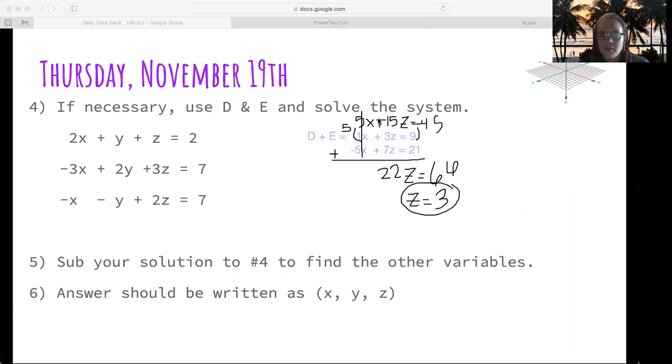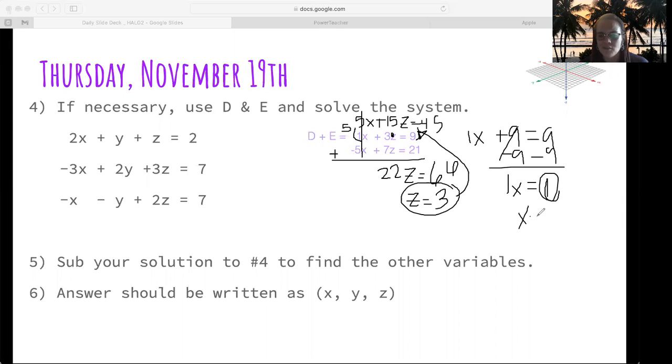Okay, I'm going to plug it back into the first one, because it's less numbers, more positive. So I'm going to take that z here. So it'll be 1x plus 3 times 3, which is 9, equals 9. I'll subtract the 9. And I'll get 1x equals... I'm sorry, 1x equals 0. Those cancel. So my x is 0.